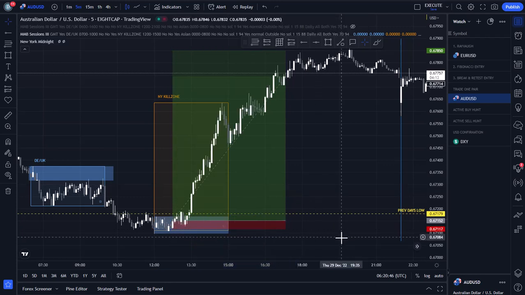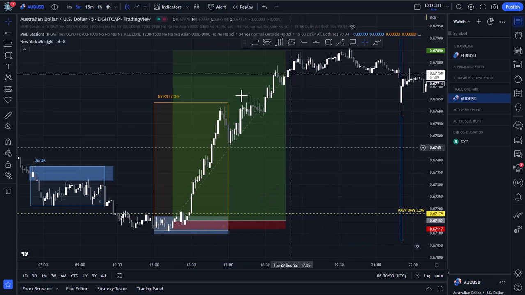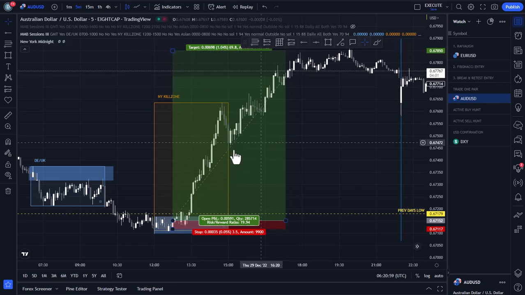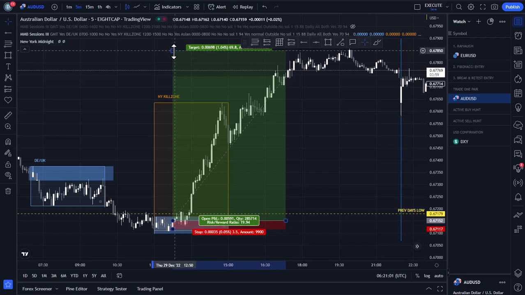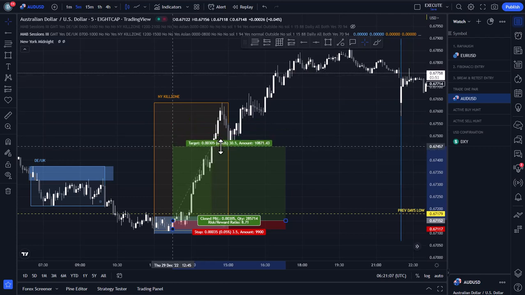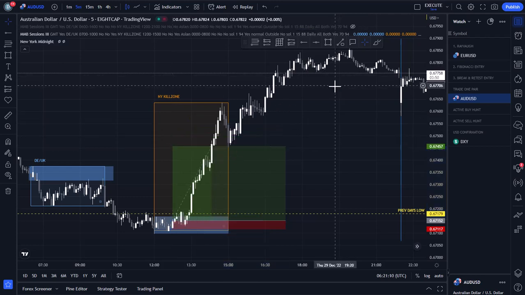Okay, so you can see that the risk to reward is really good, and it takes a bit of time to catch such trades. These setups don't happen every day, but when they do, there's a lot to make on the table. Yeah, so that's it for today.